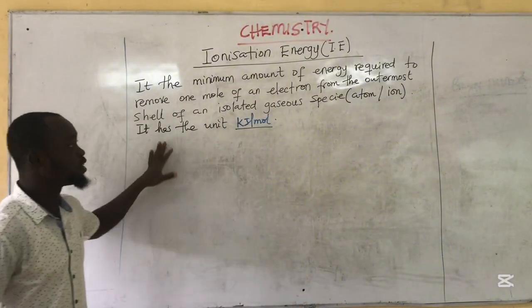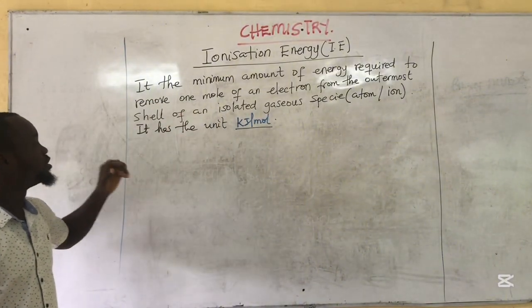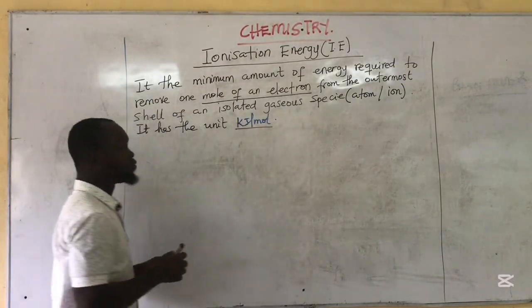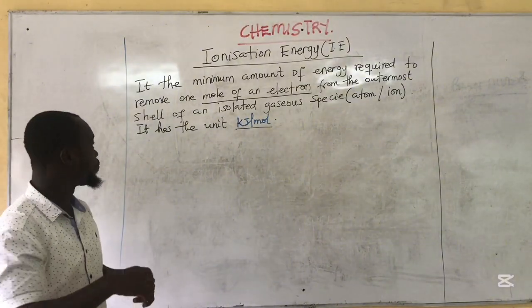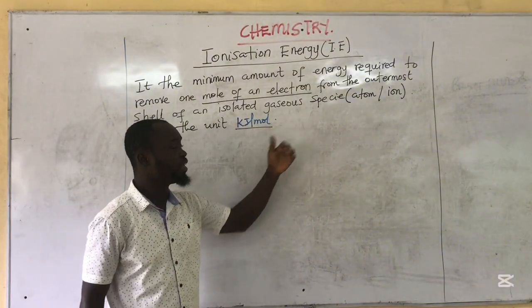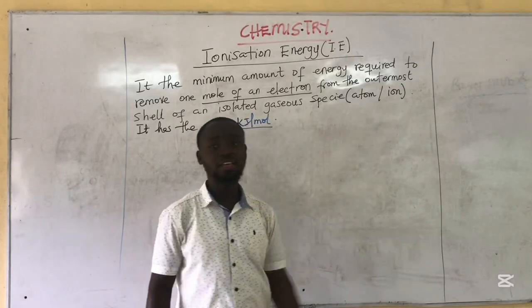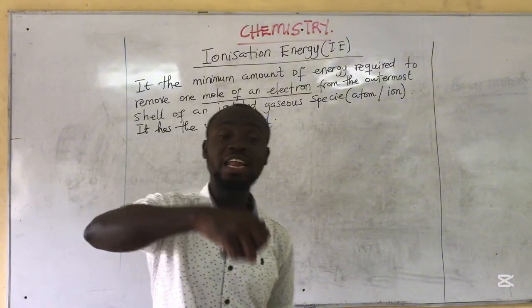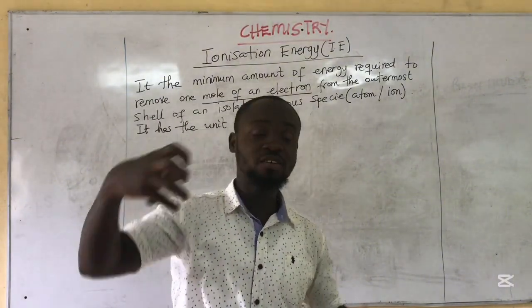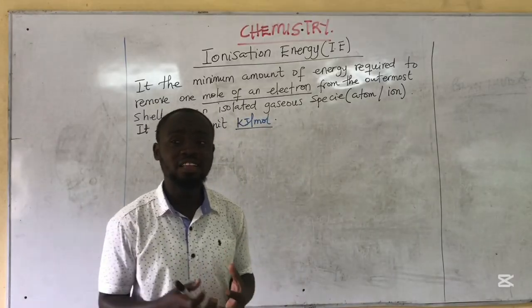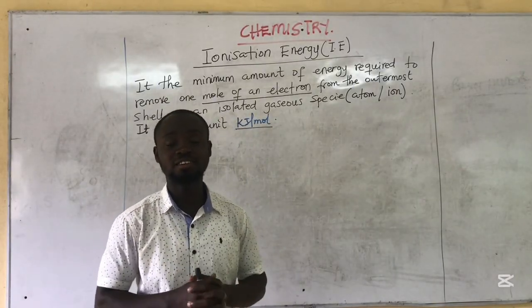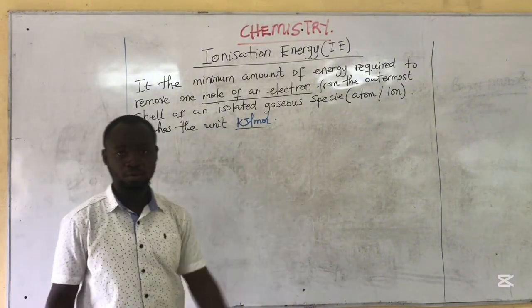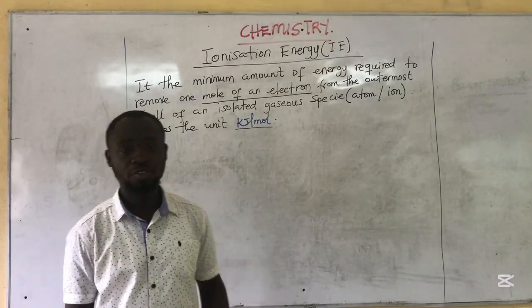So I have the definition on the board. The minimum amount of energy required to remove 1 mole of an electron, from where? From the outermost shell of an isolated gaseous species. The species can be an atom or it can be an ion. In simplicity, the energy that we need to just remove an electron from the valence shell or the outermost shell of an atom, that energy that is required is what we call the ionization energy. Is that okay? It has the unit kilojoules per mole.